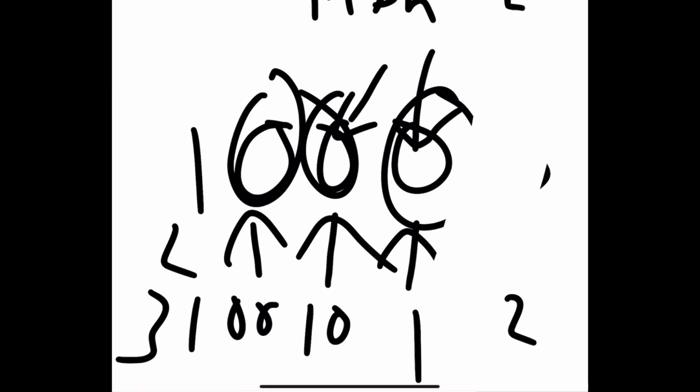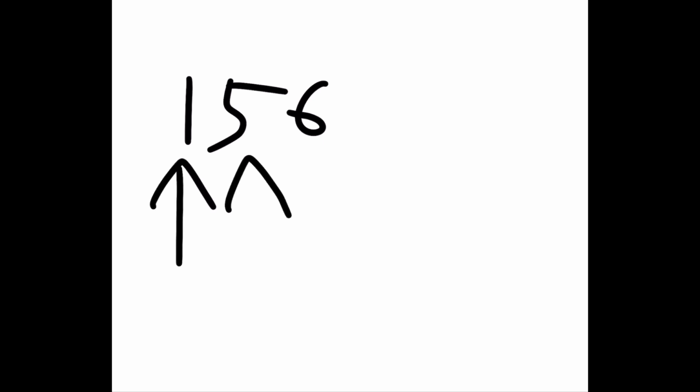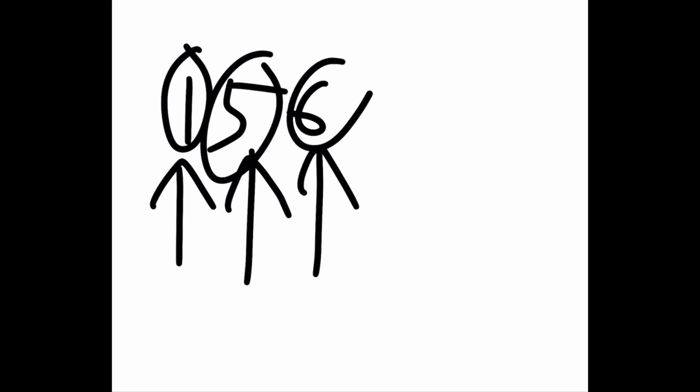So I'm going to write a number like 1, 5, 6, like this. So how we read numbers is we read this number first, then we read this number, then we read this number. So this is 1 on the 100 digit, so you say 100. This is 5 on the 10 digit, so you say 50. 6 on the 1 digit, so you say 6. 156.